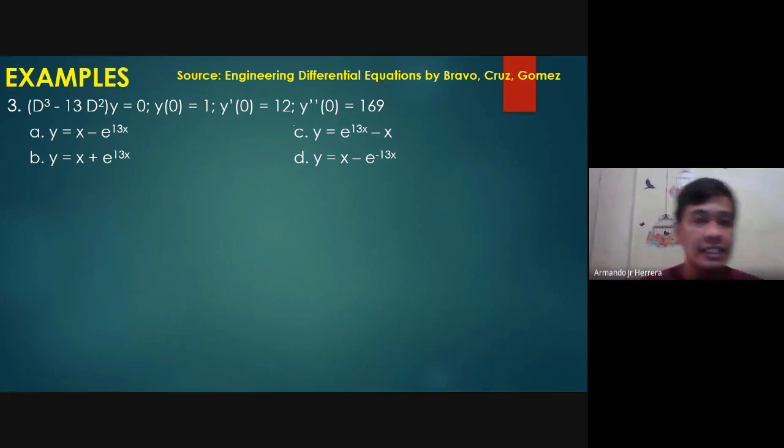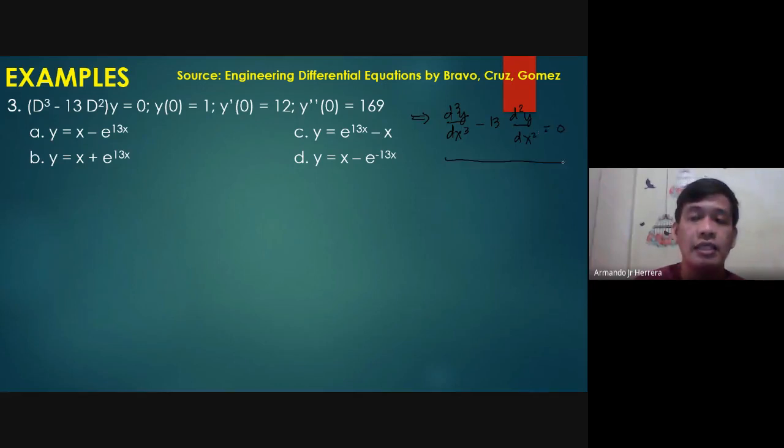All right, so let's solve some more problems. So it's the third derivative of y with respect to x minus 13 times the second derivative of y with respect to x is equal to 0. So again, this can be written as the third derivative of y with respect to x minus 13 times the second derivative of y with respect to x is equal to 0.